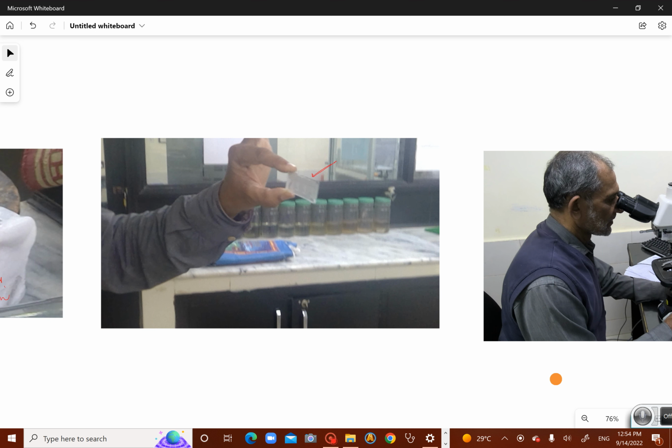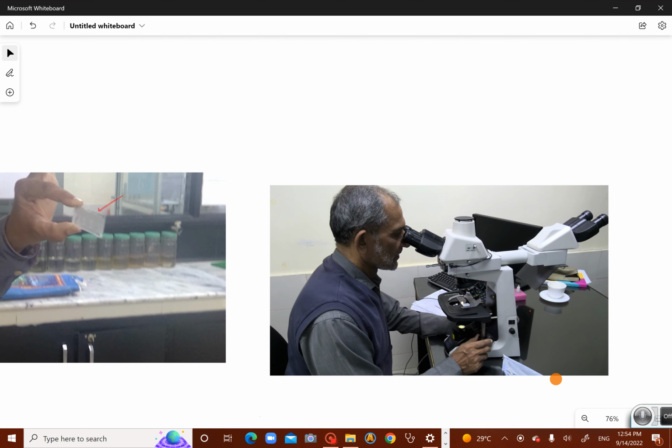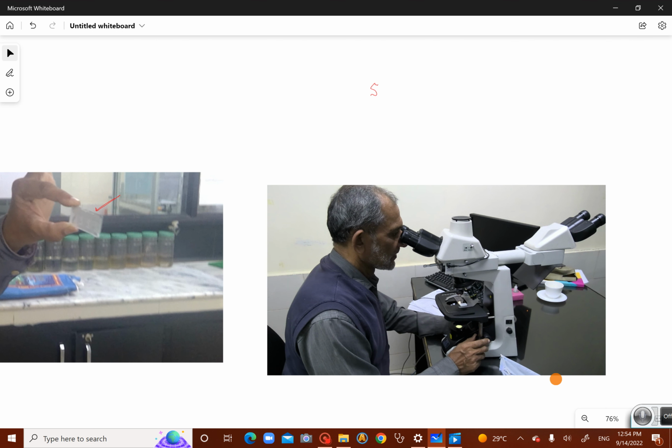Now these thin slides need to be stained. The next stage will be staining. Staining is done by 2 dyes. We have 2 main dyes. One is hematoxylin and the other one is eosin. Hematoxylin is blue in color and it is basic in nature.